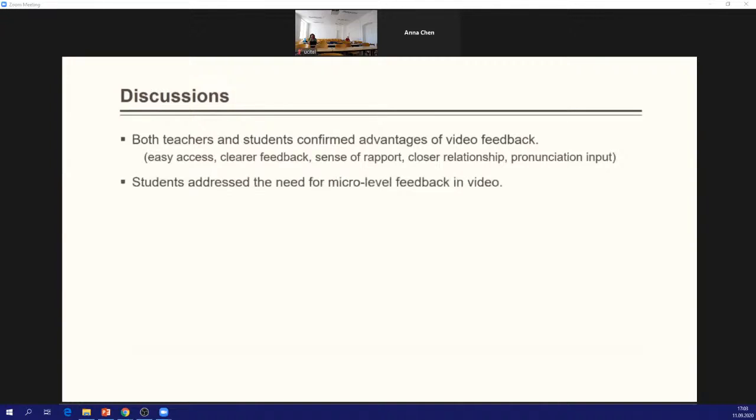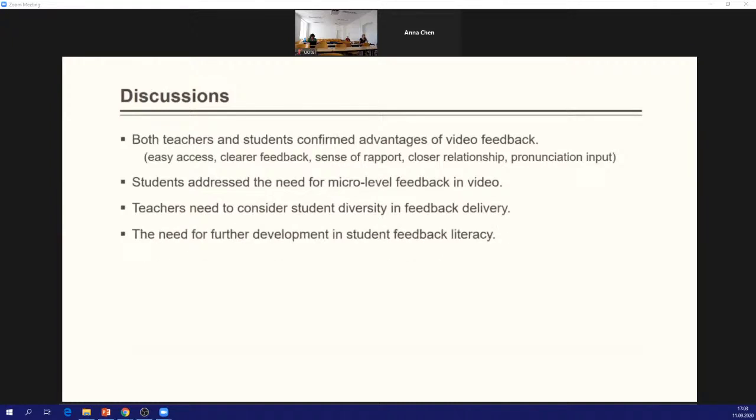Now, from the student perspective, it is necessary to address micro-level feedback in video due to their low level of proficiency. One important message from the study is the diversity of students. We need to accept that video feedback is not everyone's preference. So when delivering students' feedback, either in written form or in video, teachers should bear in mind students' individual needs.